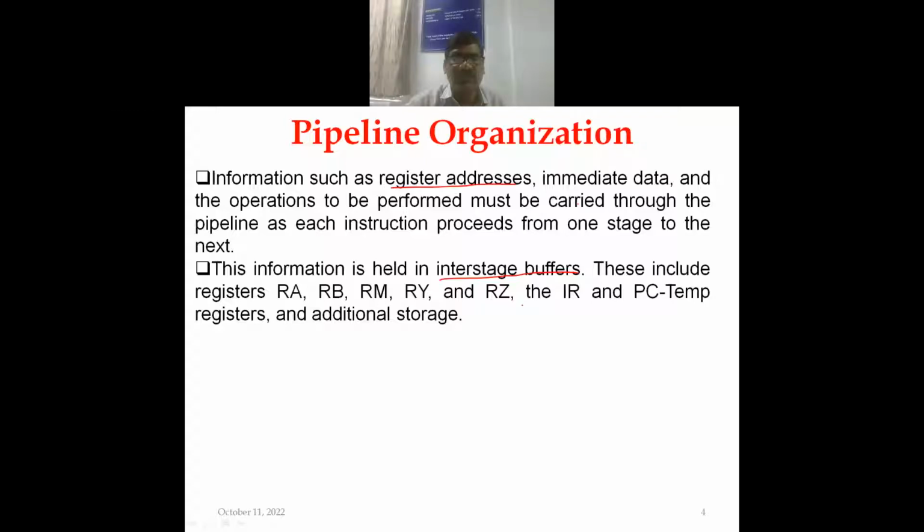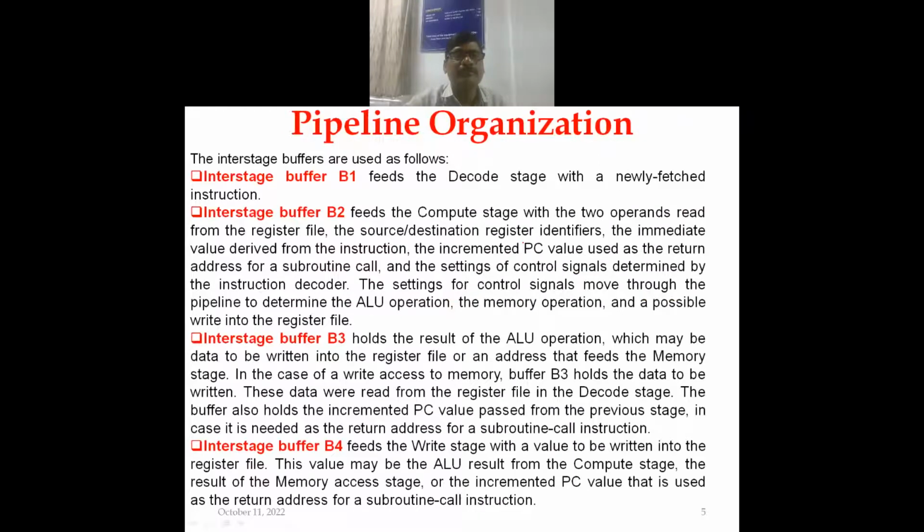These interstage buffers are the registers which we have seen in the data path: RA, RB, which are used for storing address A and address B, and likewise RM, RY, RZ. These are the registers we have used, along with the instruction register IR and the PC temp register. To store the values of these registers, we make use of interstage buffers. The purpose of interstage buffer B1 is that it feeds the decode stage with a newly fetched instruction. This is the buffer used between the fetch and decode phases.